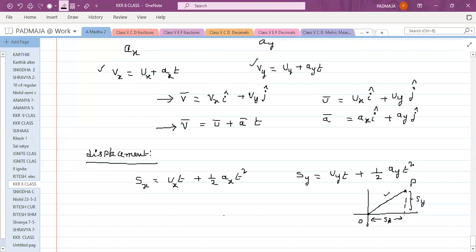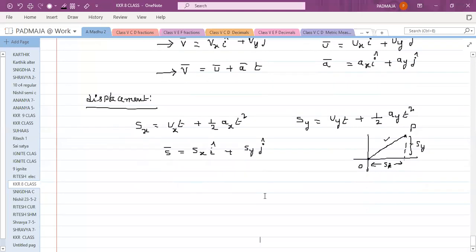Then the total displacement of the particle, s bar, is given by sx i cap plus sy j cap. This is the vector notation of the displacement of the particle. Suppose if he asks what is the magnitude of the vector displacement, that is equal to sx square, displacement along x direction whole square, plus sy square, displacement along y direction whole square.